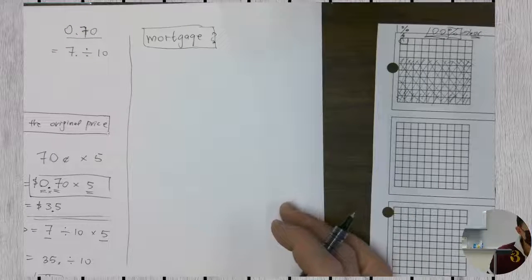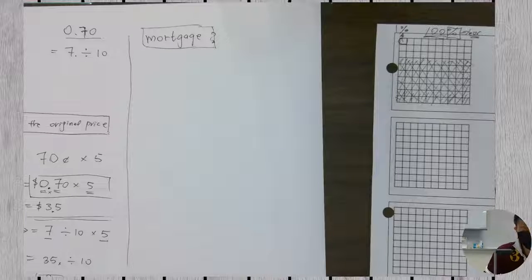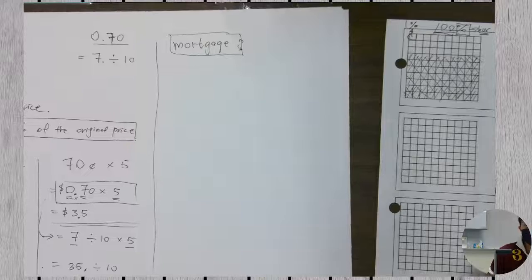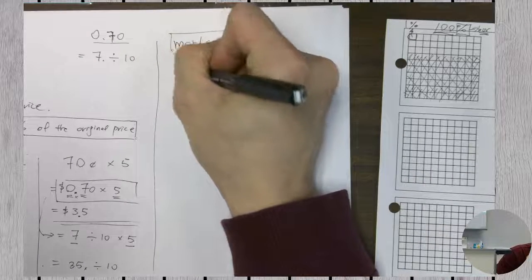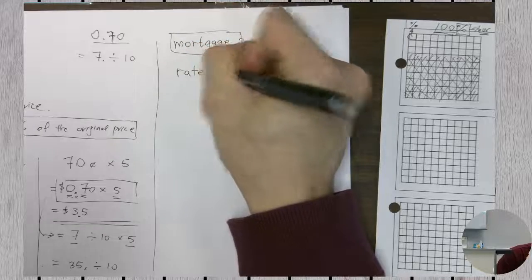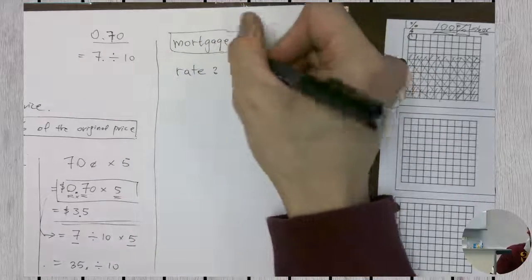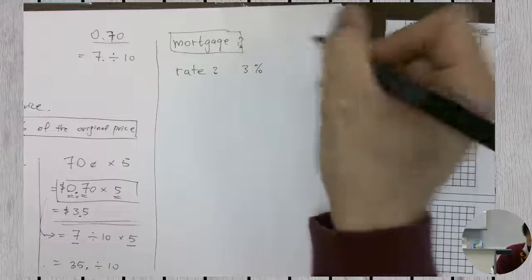Okay. There's going to be a setup fee. There's going to be an appraisal fee. But besides that, when you shop for a mortgage, they will let you know a rate. Okay. What is the mortgage rate? Okay. So right now it's historically low. It's around 3%.